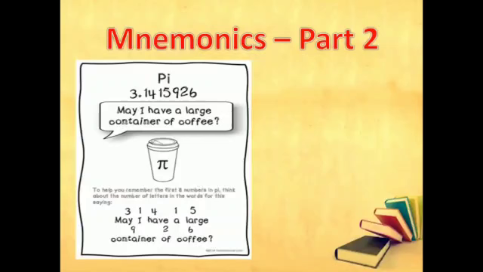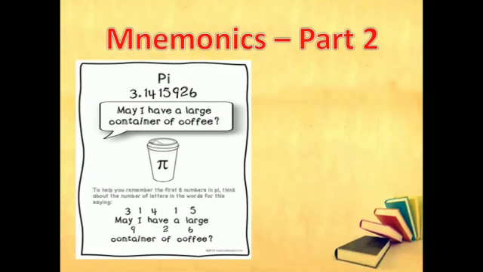Do you know what is the value of pi? It is 3.1415926. So it's a very big number. How can we remember it? We can remember it very easily. May I have a large container of coffee?